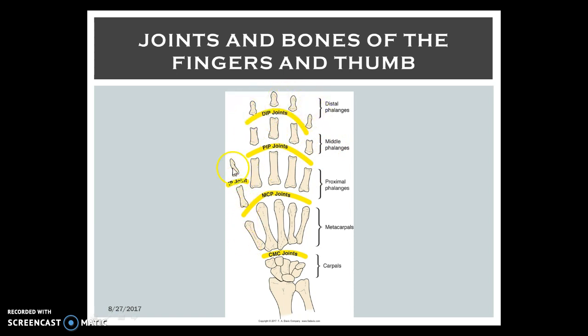Now, the thumb only has 2 phalanges, so it has one IP joint. It doesn't have the DIP or the PIP, which is distal interphalangeal and proximal interphalangeal. Okay, and MCP is metacarpophalangeal.